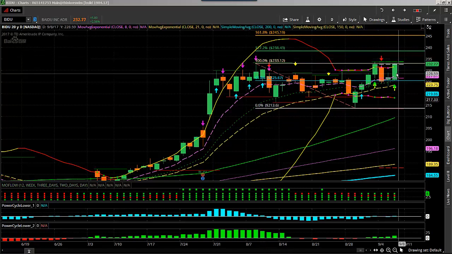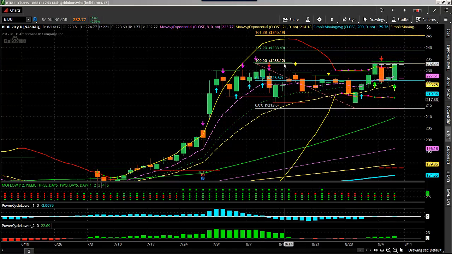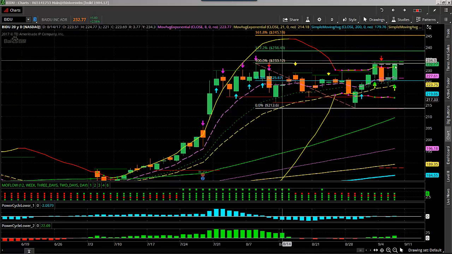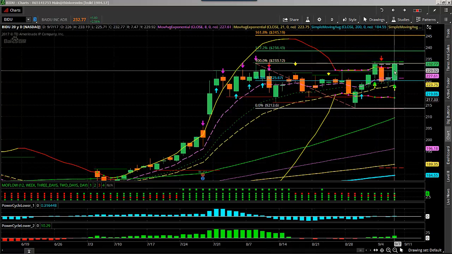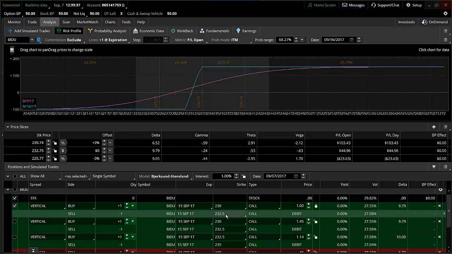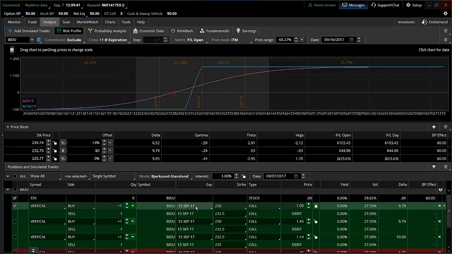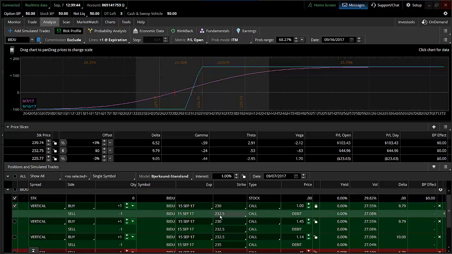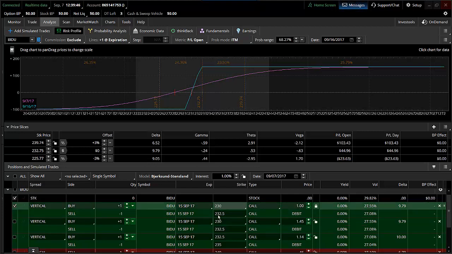So what we did was a call debit spread for a target right before that 233, a really tight, narrow spread, so very low risk in case this market decides to turn over. It's been a real flaky market. So here's the trade setup. Our first target we're looking for is 233. What we did is the September 15 series, 230, 232.5, vertical call debit spread, $2.50 wide. Set that up at a $1 debit.